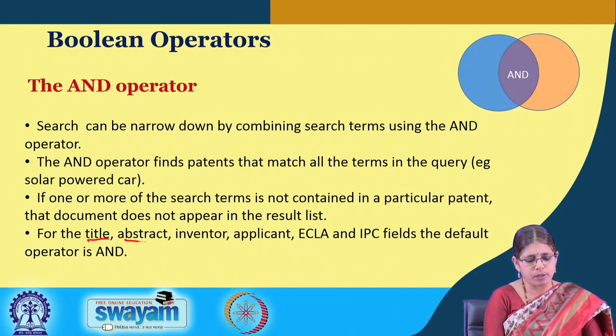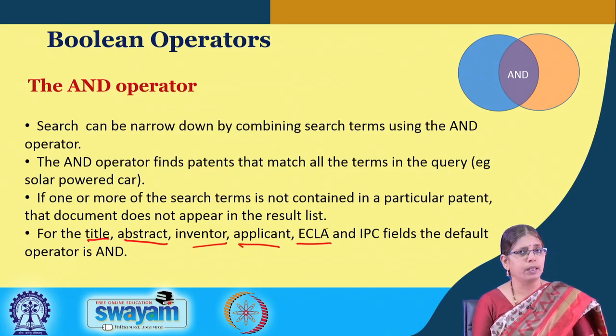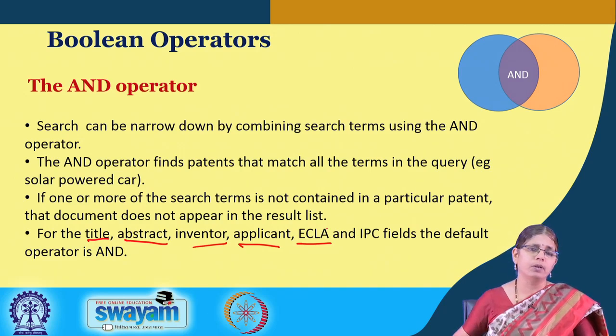Similarly, you can combine that for different categories. The different fields in which you can use the AND operator include inventor, applicant, and even the IPC code, the classification code. When we look at combination search further, at that time we will also realize the value of keyword and IPC search.